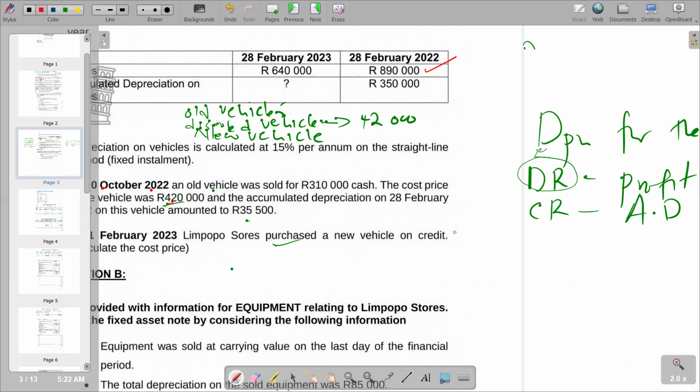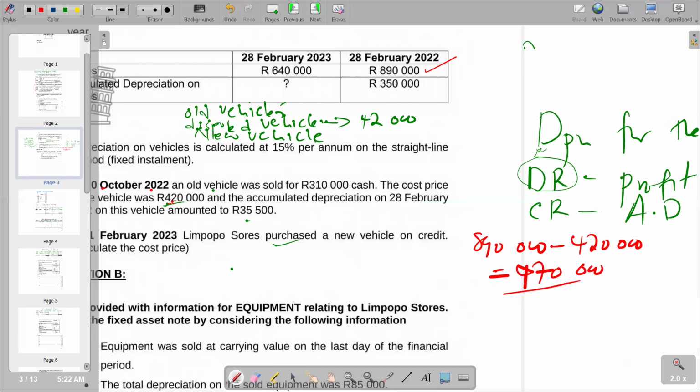So basically, we are saying 890,000 subtract 420,000. So we can just try to make that calculation. So let's just try to calculate it as such to see what we get. So we are going to get 470,000. So this is the cost of vehicles that were there for the whole year.